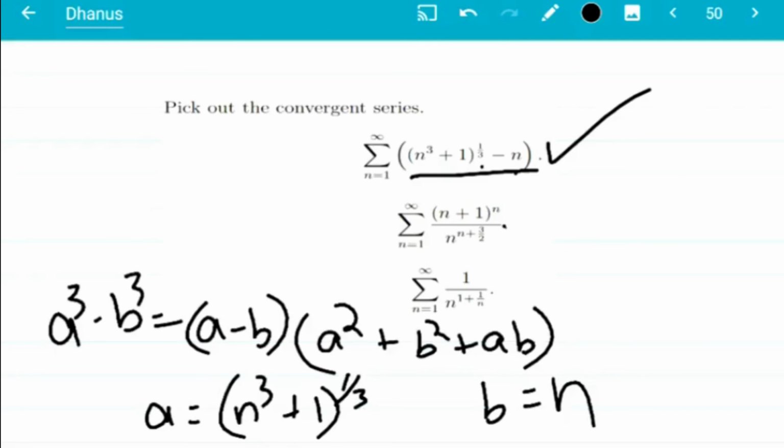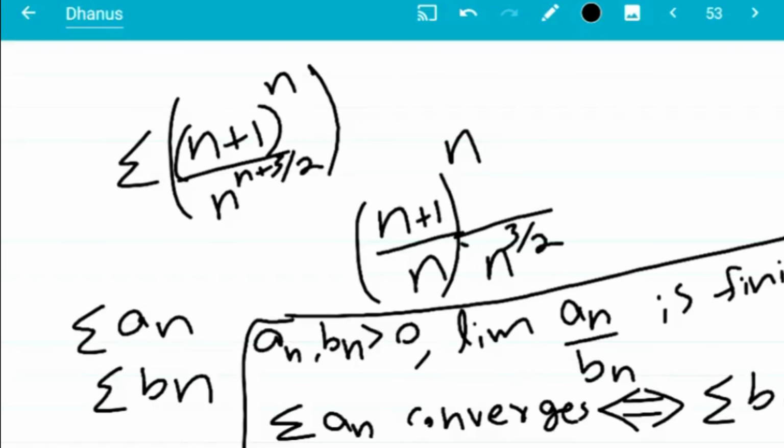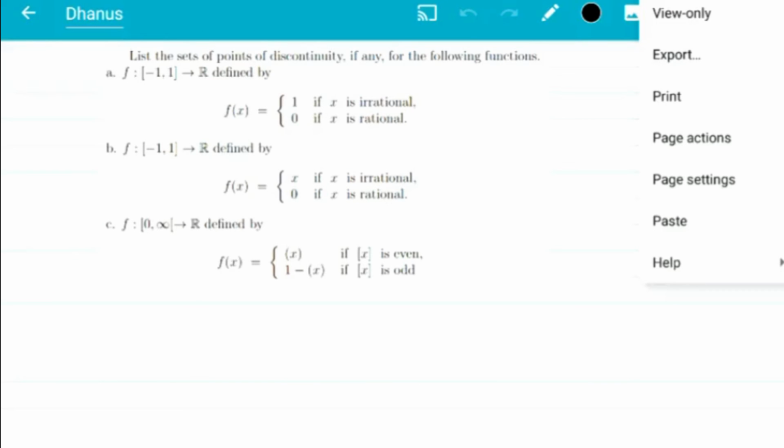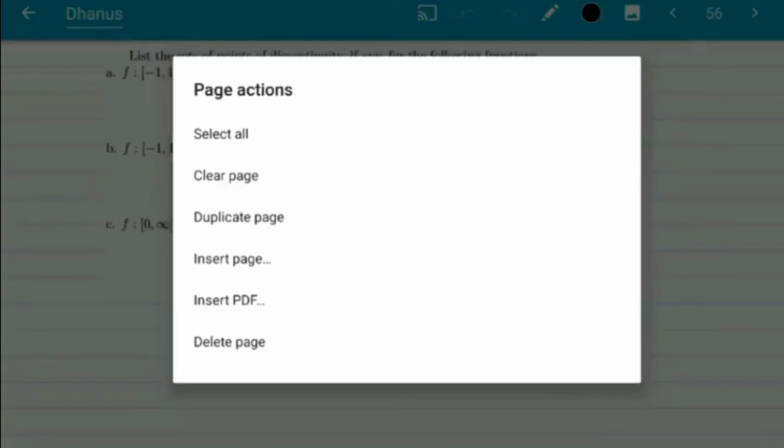Next case, let us consider this: summation 1 by n raised to 1 plus 1 by n. This 1 plus 1 by n is greater than 1. We may think that this series will be convergent, and we may compare that with our p-test, but actually that is not. That is a divergent series.